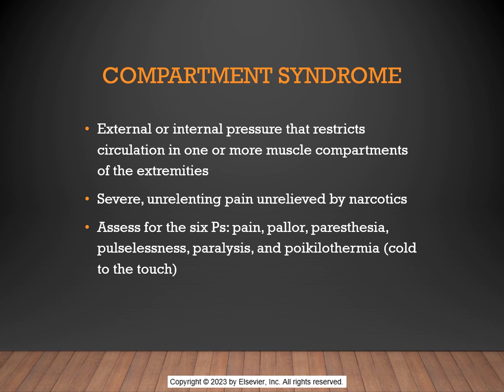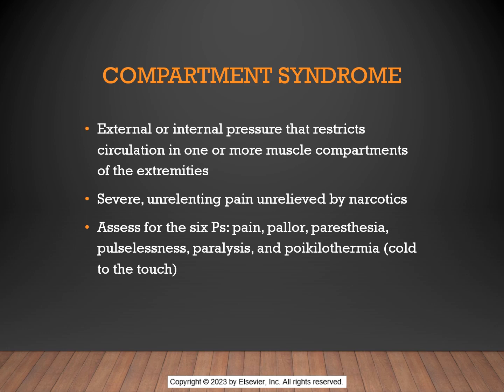Compartment syndrome is a restriction of blood flow that occurs in one or more of the muscle compartments of the extremities. Compartment syndrome is caused by external or internal pressure. External pressure can occur from dressings or casts that are too tight. Internal pressure occurs from IV fluid infiltration, inflammation, and edema. The increased fluid puts pressure on the tissues, nerves, and blood vessels, therefore decreasing blood flow.